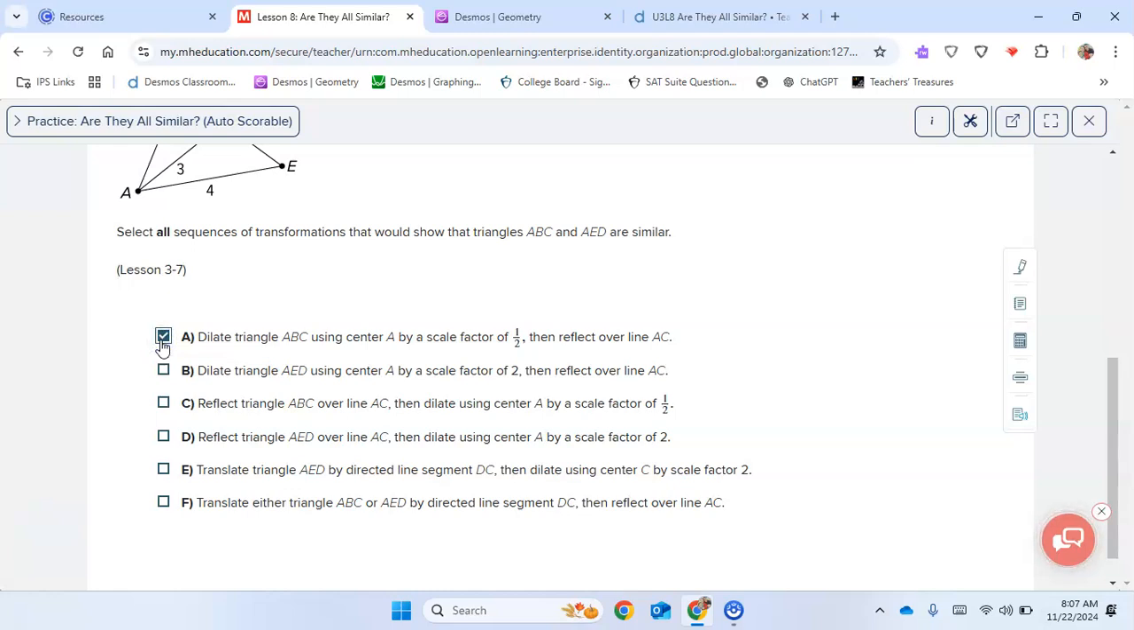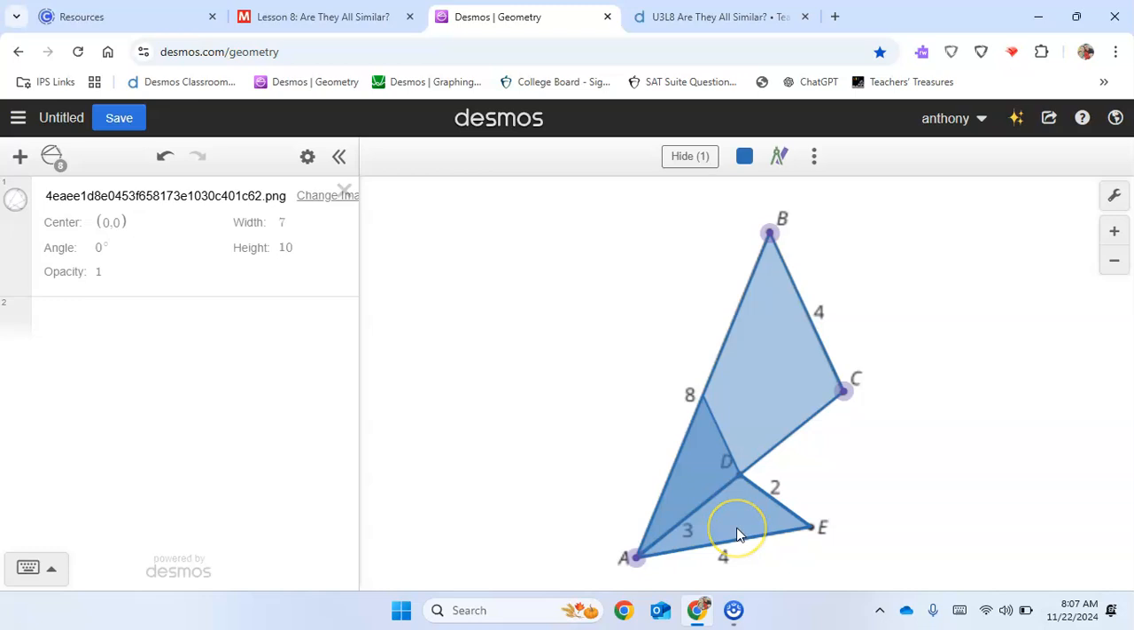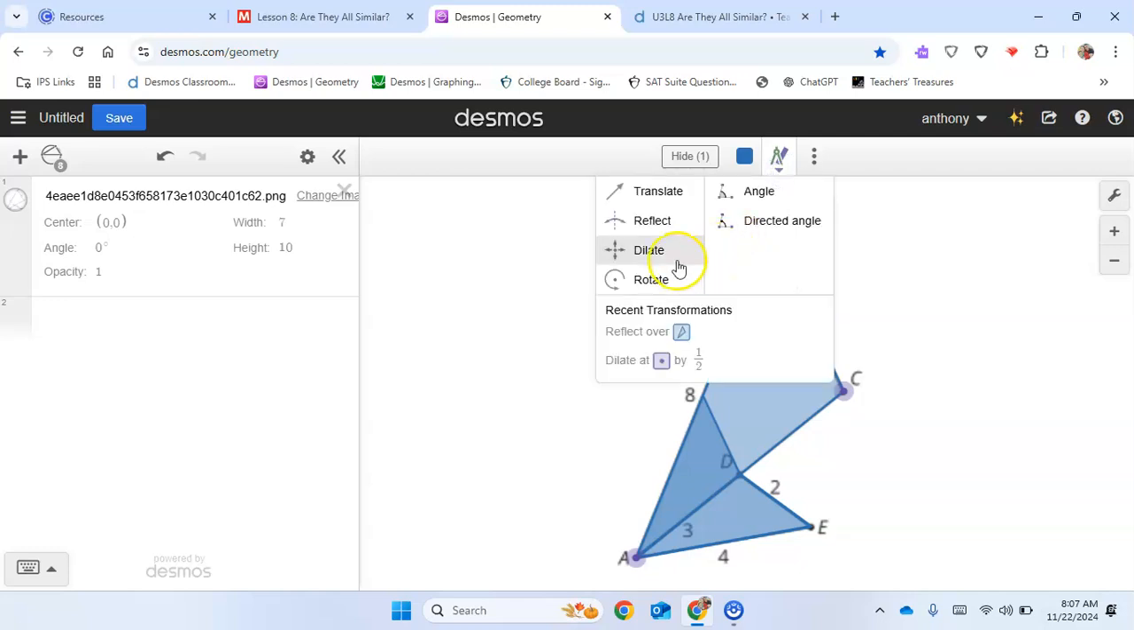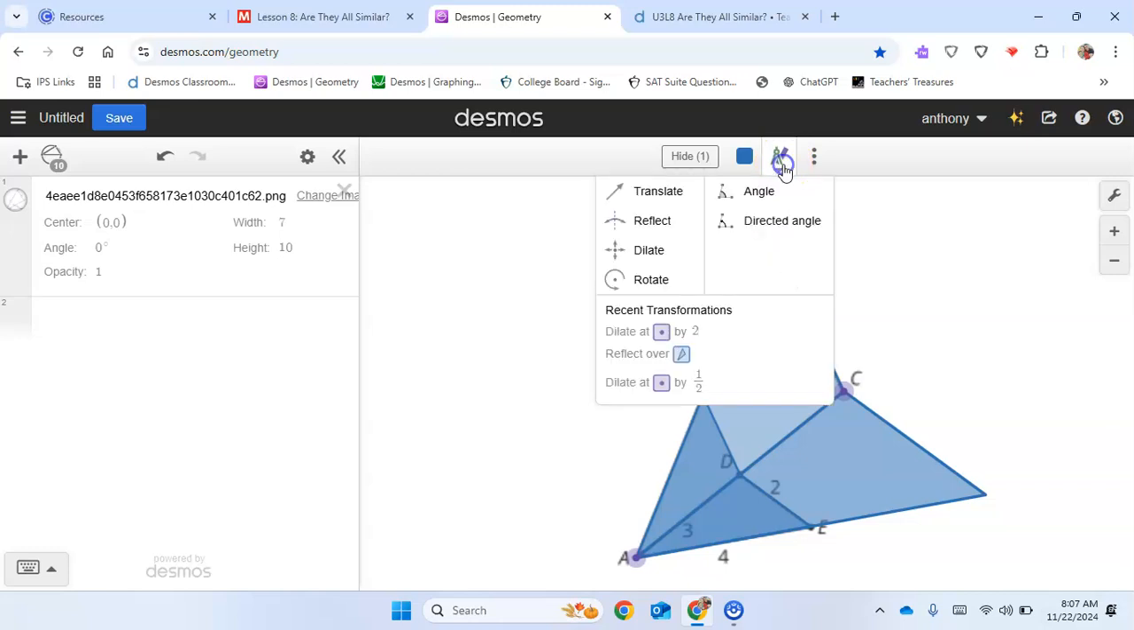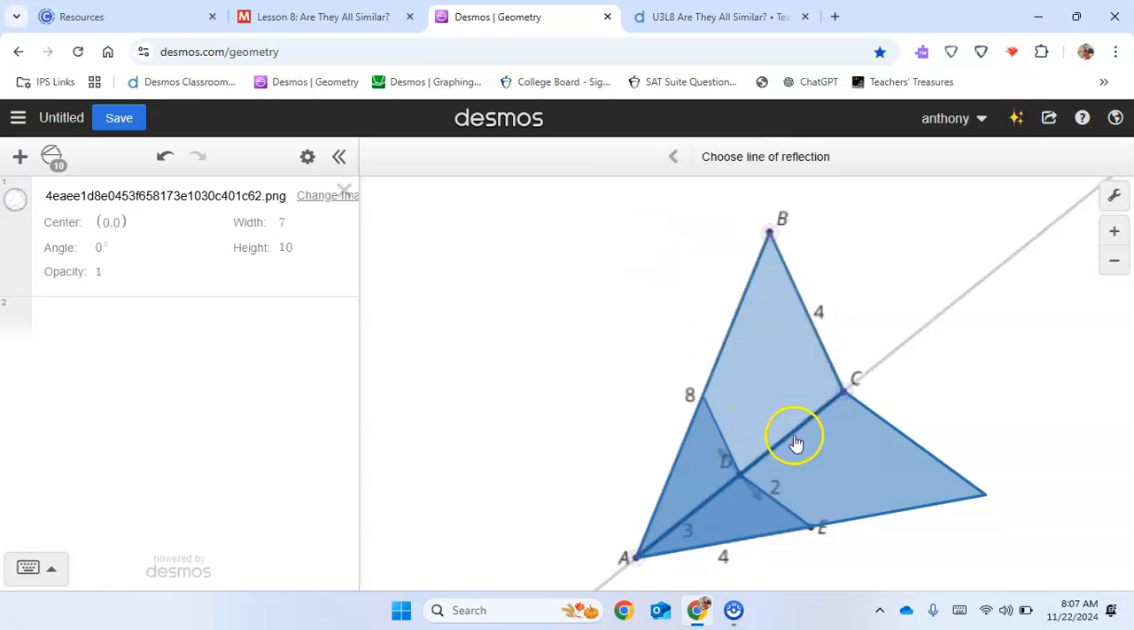Dilate triangle AED using center A by scale factor of 2, then reflect over line AC. This time we have this triangle. We are going to dilate by 2 and then reflect. And you can see that obviously worked.